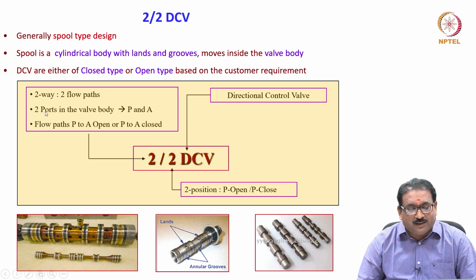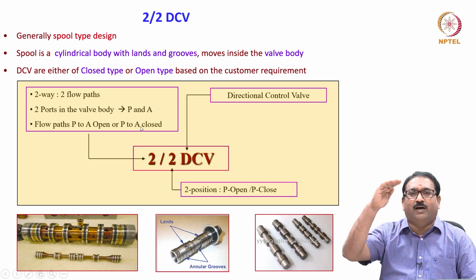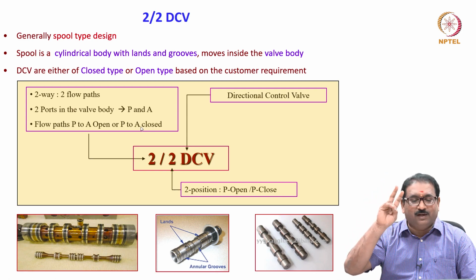Also, 2 means 2 ports in the valve body, P and A. One port should be the P port, and one port should be the receiver, the A port. Then the flow paths are P to A open or P to A closed. You send the flow or cut the flow. These are the two ways.